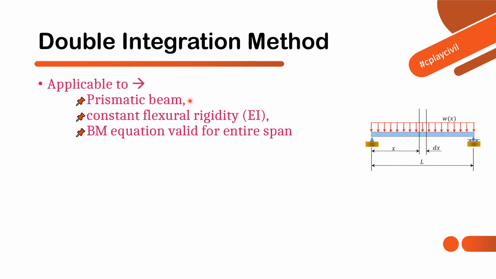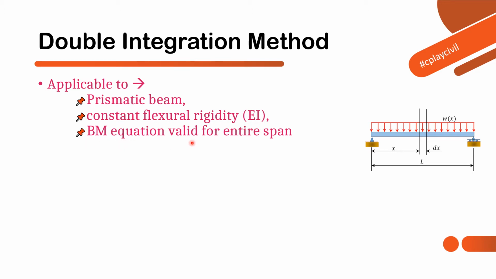The beam which is having the same cross section throughout its entire length, and the center line of that beam is horizontal and straight throughout. So that is called a prismatic beam, and double integration method is applicable only to prismatic beams and the beams having constant flexural rigidity. So flexural rigidity means product of Young's modulus and moment of inertia, and the beam should have constant flexural rigidity, that is EI value, at any cross section.